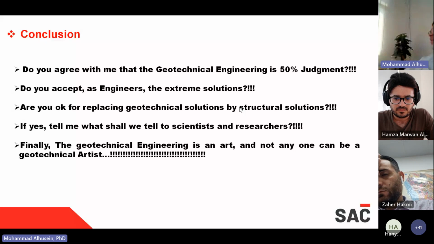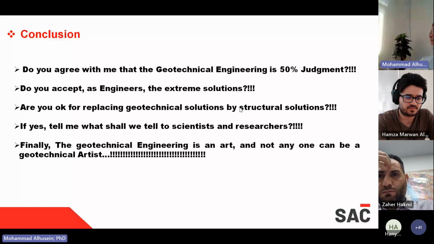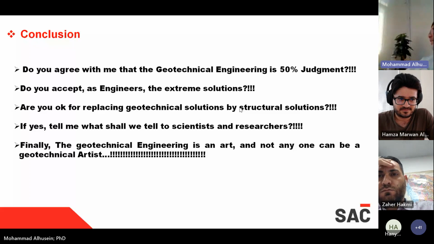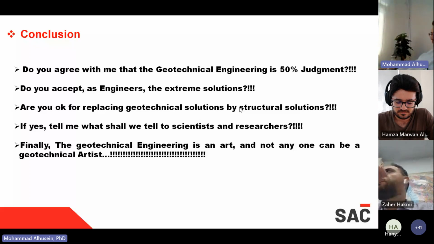Also, as a question, I'm asking whether you accept that a geotechnical solution be replaced by a structural one, like what was used in the road, piles and slab, and this solution is very expensive. If yes, tell me what shall we tell the scientists and researchers who have been working in geotechnics for decades? Finally, geotechnical engineering is an art, and not anyone can be a geotechnical artist.